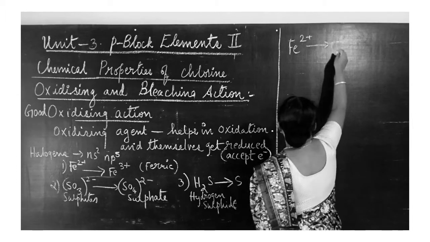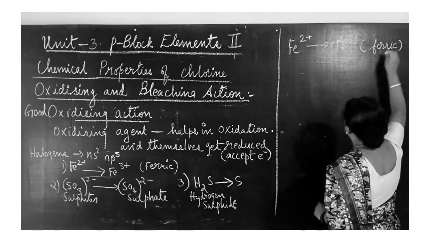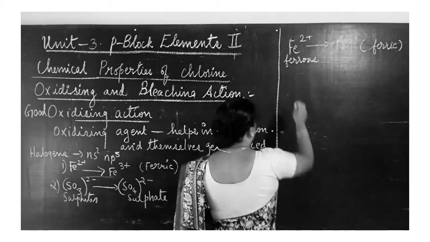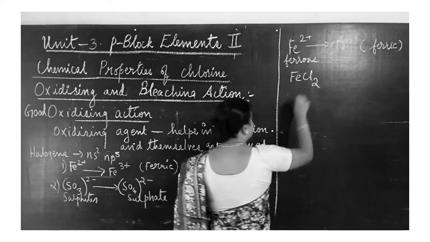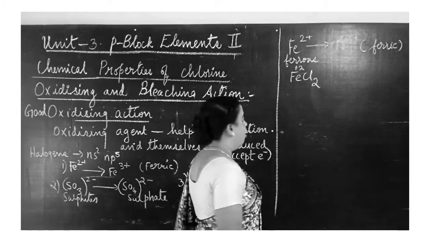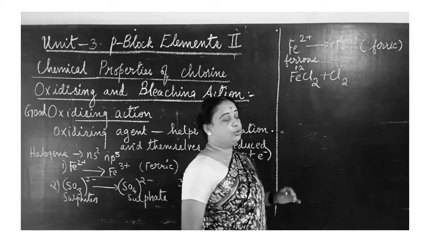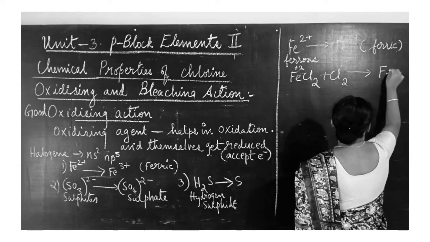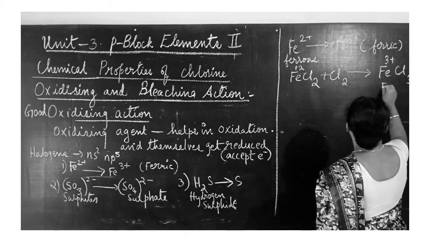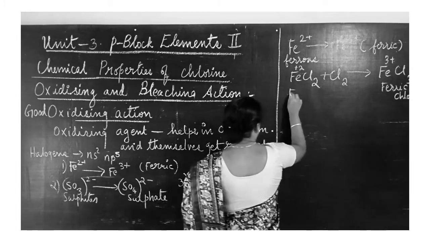ion, Fe2+ ion to Fe3+ ion. So Fe3+ ion is your ferric ion, and Fe2+ ion is your ferrous ion. So now we are taking the example of ferrous chloride, FeCl2. In this ferrous chloride, the oxidation state of Fe is +2, so that's why it's ferrous chloride. On reacting with chlorine gas, chlorine is oxidizing this FeCl2 to FeCl3. So the oxidation state of Fe is 3+ here. So that's why it is ferric chloride. Yes, and this is ferrous chloride.